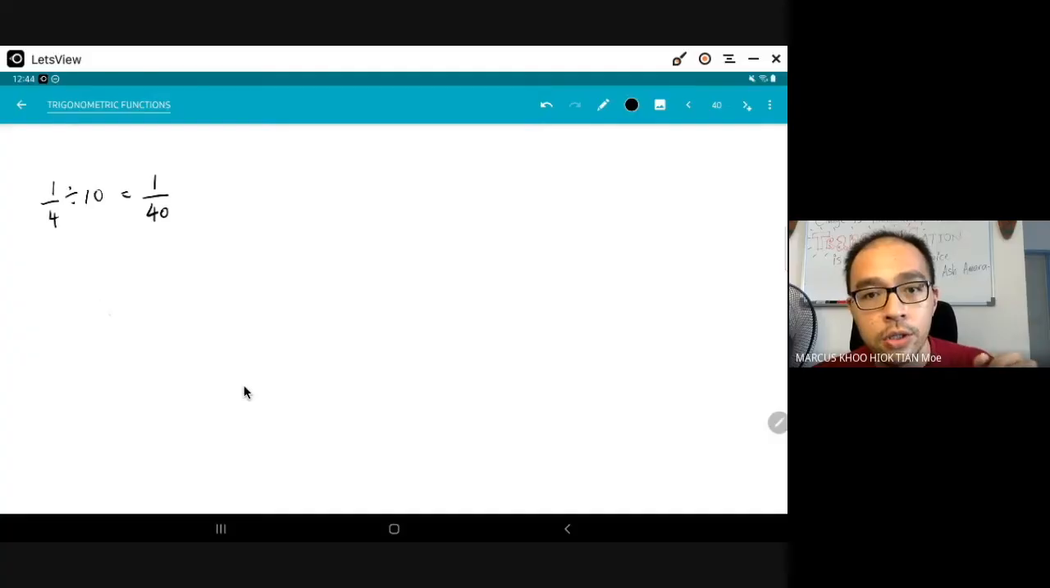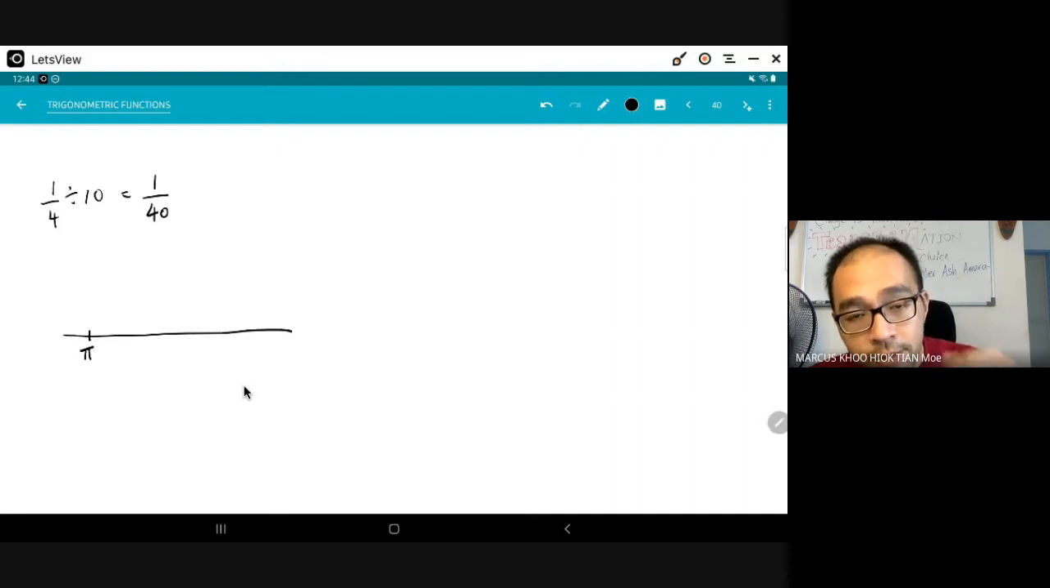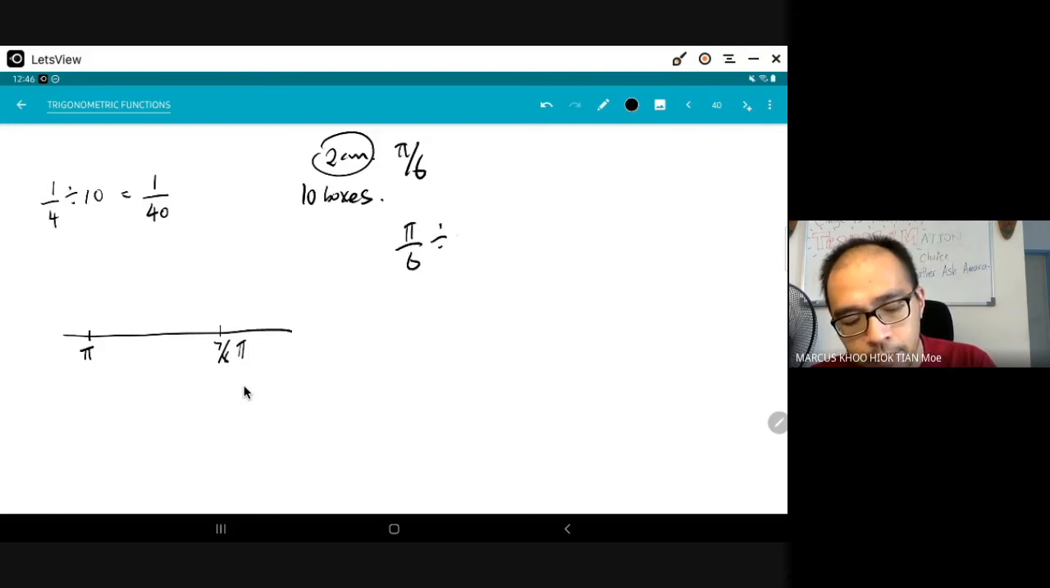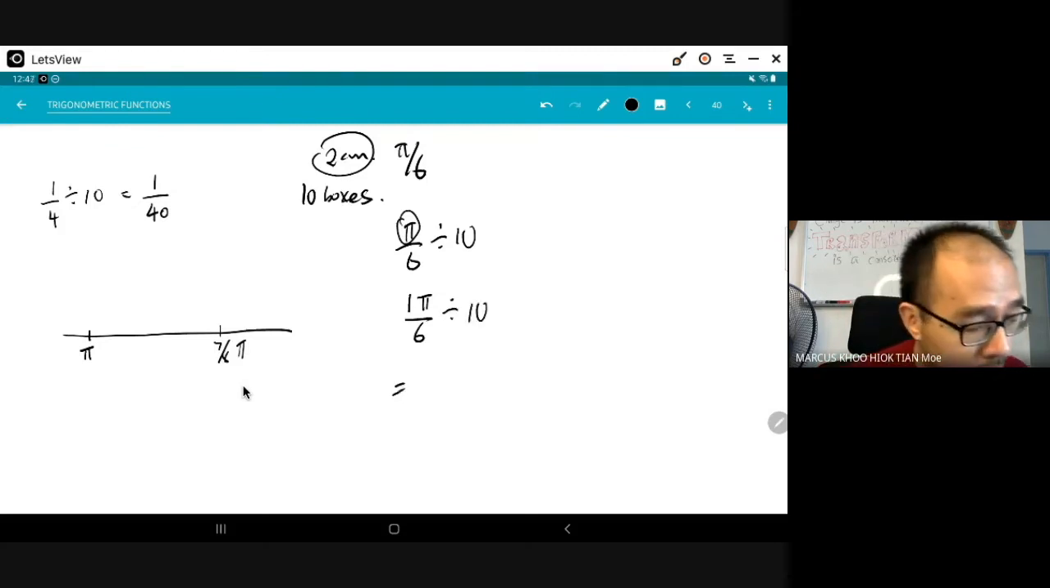Okay, so let's take a look at this. Hold on. So just now, what Liu did was he divided it by 10, and then you get 1 over 40. So every box is 1 over 40. Fadila's one, because our scale is 2 cm to pi over 6, 2 cm is 10 boxes. Therefore, one box is pi over 6 divided by 10. And as I said before, don't worry about pi, it's just a number. Pi over 6 divided by 10, 1 over 6 divided by 10, you will get 1 over 60.